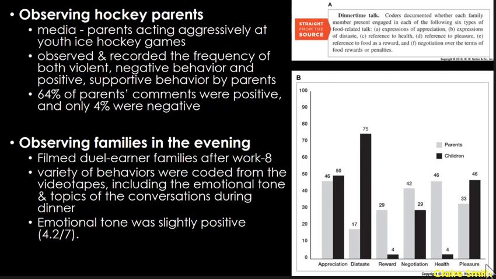The emotional tone overall was slightly positive, and they found parents talked more about the food's health. The children talked about how they didn't like the food, so on and so forth. So again, if you were to have people self-report on this or have some sort of survey, obviously you probably wouldn't get very accurate results. So in some cases, observations are needed to get accurate data.